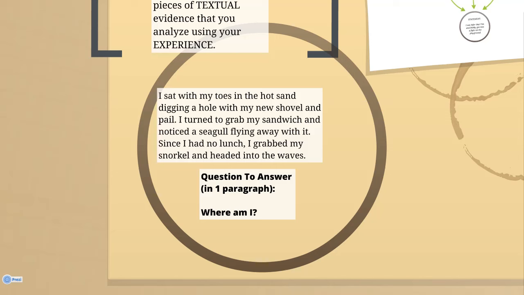So the question that I would like for you to answer about this paragraph is, where am I? In your answer, which should be about 1 paragraph long, you're going to find at least 3 pieces of textual evidence to support your statement and analyze each of those pieces of textual evidence using your own experience.